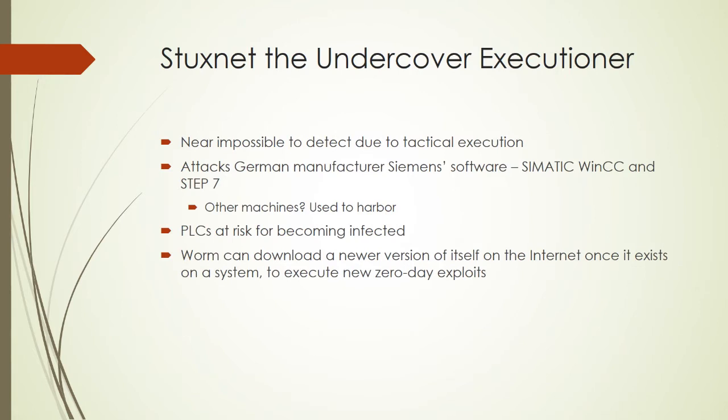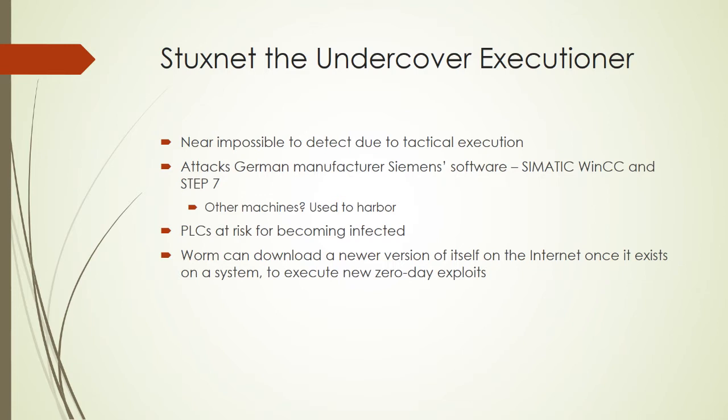Now we're going to discuss Stuxnet, which could be classified as the undercover executioner. It's near impossible to detect due to its tactical execution. Rather than attempting to infect and attack the entire system, it specifically attacks German manufacturer Siemens software, specifically Simatic WinCC in Step 7. So if a machine doesn't have this software, it basically will not be able to tell that it's infected. There's not going to be any signs of it being infected. It's just basically going to be used as a proxy to harbor the worm to other machines in the network.